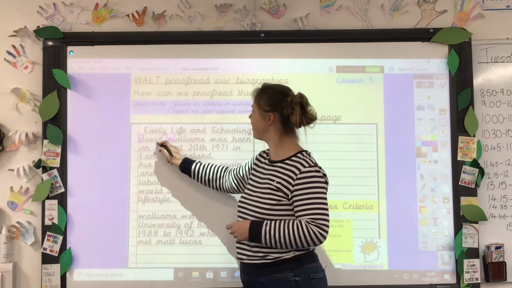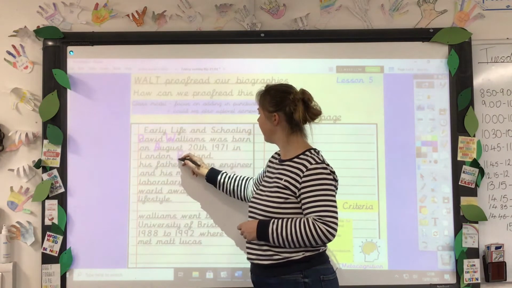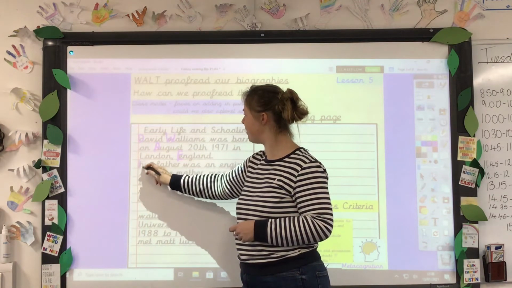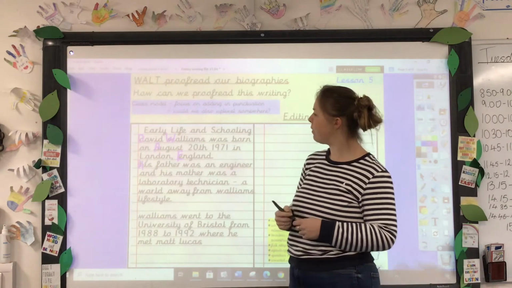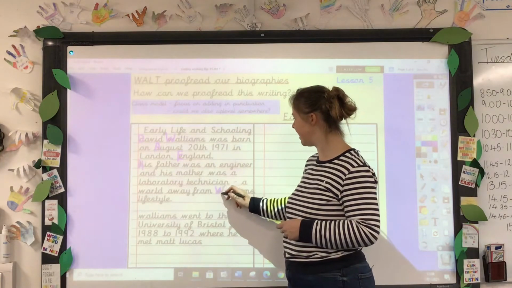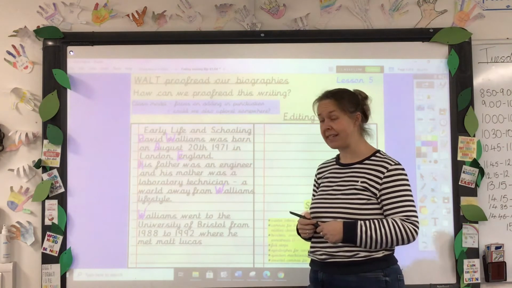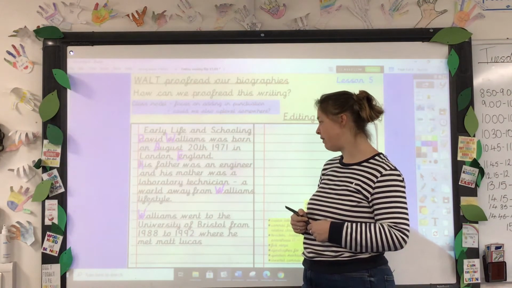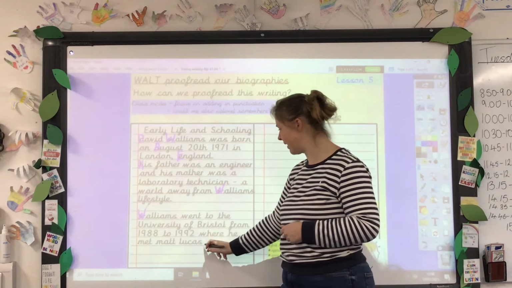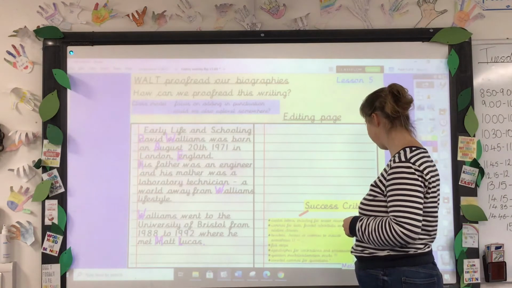He was born in August, that's another proper noun, the name of the month. In London, that's already got one. England needs a capital. Now here, it's not a proper noun, but it is the start of my sentence, so I do need a capital H. His father was an engineer and his mother was a laboratory technician. A world away from Williams, again, that's his name, lifestyle. Started a new sentence, but it's also his name. Williams went to the University of Bristol from 1988 to 1992, where he met Matt Lucas. Now that's another person. So I do again need my capitals there. So I've done my capital letters.